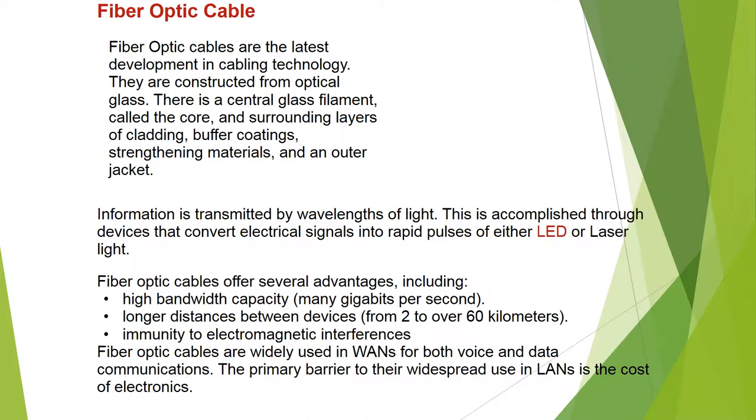Fiber optic cable offers several advantages, including high bandwidth capacity of many gigabits per second, longer distances between devices from 2 to over 60 km, and immunity to electromagnetic interference. Fiber optic cable is widely used in WAN for both voice and data communication. The primary barrier to its widespread use in LAN is the cost of electronics.